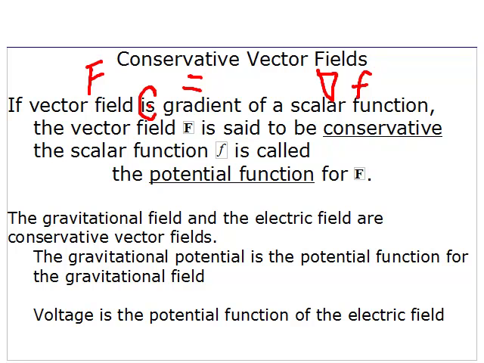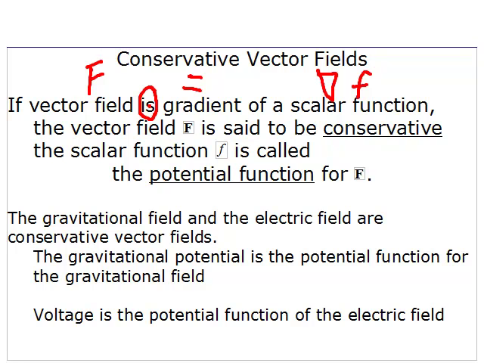This incomplete circle here was supposed to circle the word "is." What I did in the previous slide is show that you could consider the gradient of a scalar to be a vector field. On the other hand, if you find some vector field and you can figure out that it is a gradient of a scalar, then it is said to be a conservative vector field, and that's the topic of this lecture.